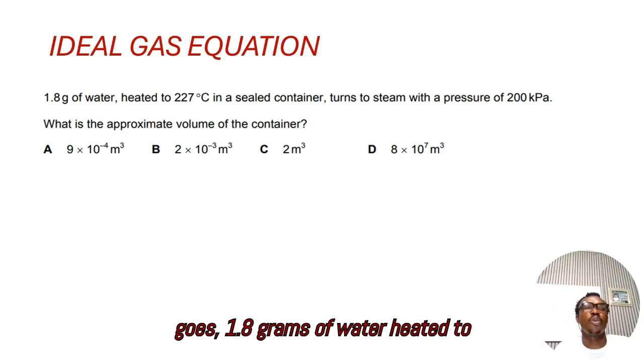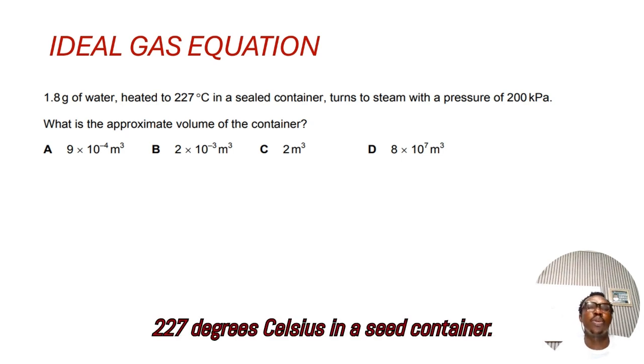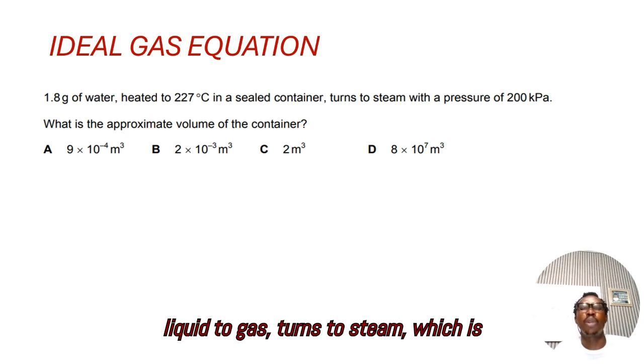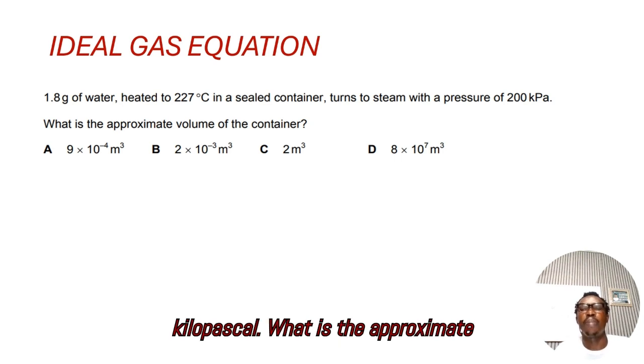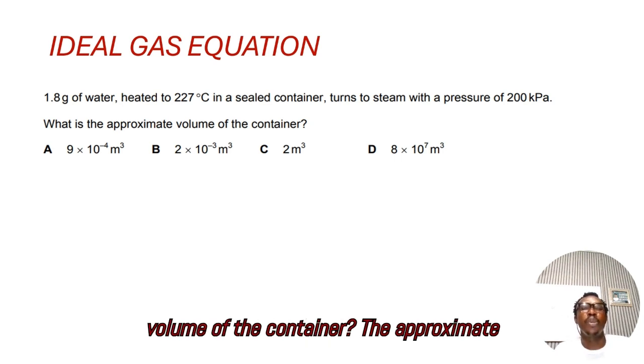And the question goes, 1.8 gram of water heated to 227 degrees Celsius in a sealed container. There's a change of state here from liquid to gas, turns to steam, which is water vapor with a pressure of 200 kilopascal. What is the approximate volume of the container?